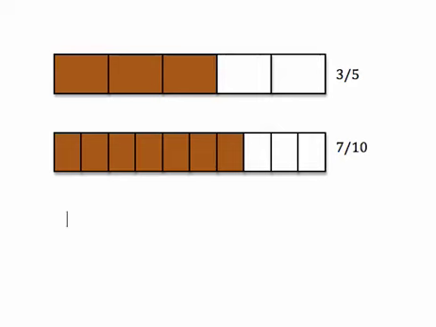If we want to compare these two fractions, first of all, you can always look at the picture, and it's clear to see that 7/10 is greater than 3/5. Another way you can do it is what we call cross multiply. Okay, so let's try 3/5, and we'll compare that to 7/10.